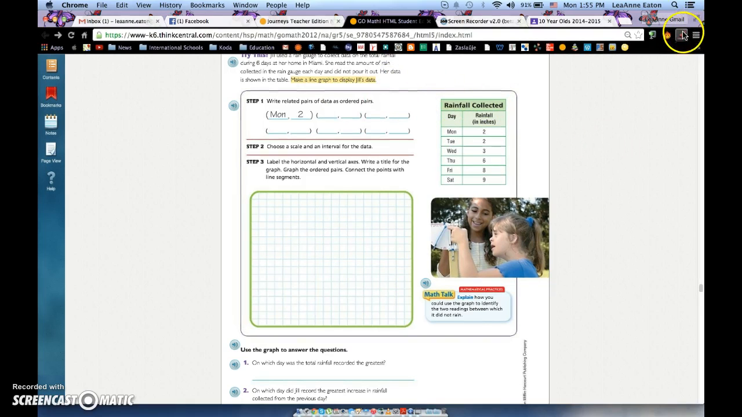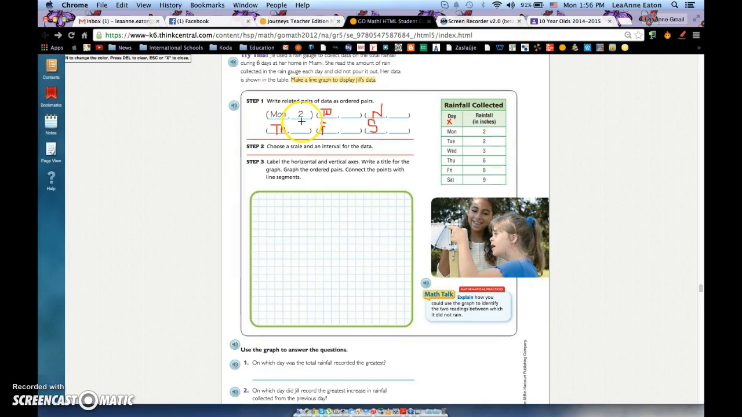Okay? So first we make our ordered pairs. And this is interesting because we don't have data to use for our X. Our day is X, and rather than saying day 1, day 2, day 3, we're actually giving the days of the week. So it's going to be Monday, Tuesday, Wednesday, Thursday, Friday, and Saturday. This is a U. There you go.